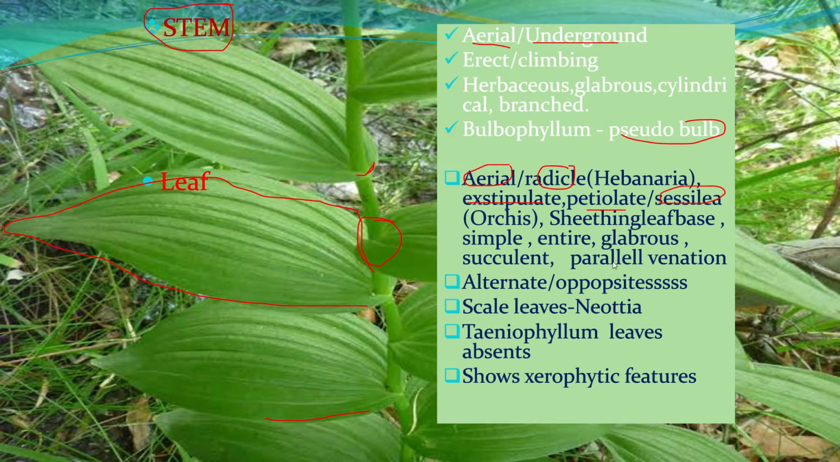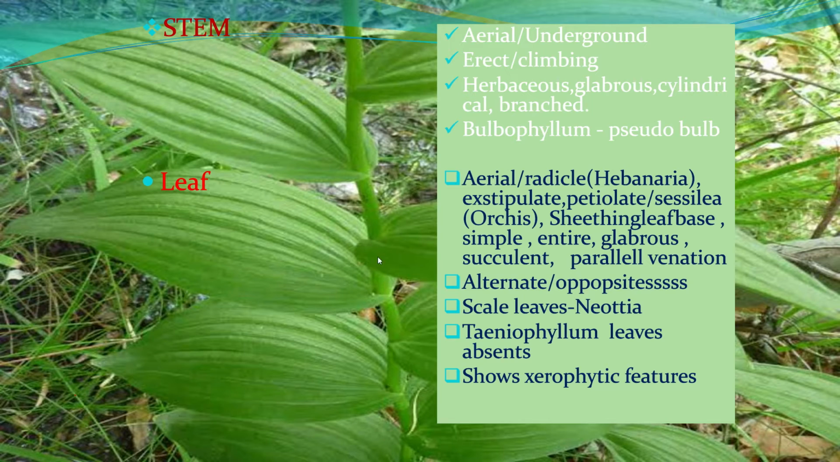Next, glabrous. Glabrous means it is smooth. There are no trichomes or hair-like structures or glands. Succulent means it stores water in the form of mucilage, so succulent leaves are present. Parallel venation: you can observe in this leaf, these are the veins. These veins are all arranged parallel to each other. This type of venation is called parallel venation.